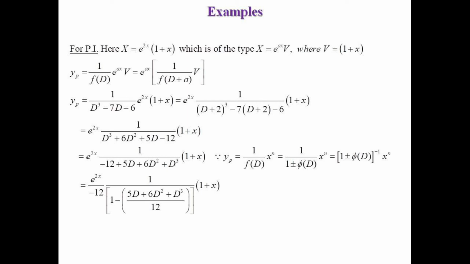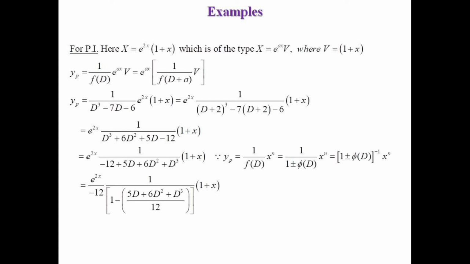Then we put the value of f of D, which is D cube minus 7D minus 6, into e raised to ax into V, which is given by e raised to 2x in bracket 1 plus x. So we write e raised to ax, that means e raised to 2x, times 1 upon f of D plus a. Where a is 2, we get the denominator as (D plus 2) whole cube minus 7 times (D plus 2) minus 6, into 1 plus x, which is the value of V.